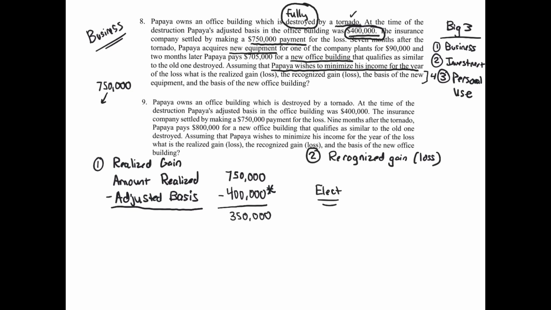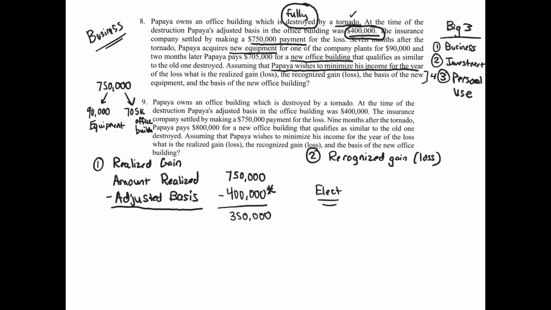So here, Papaya gets $750,000. Papaya uses that money and buys $90,000 worth of equipment and $705,000 of a new office building. Now, some of you are looking at this and saying, wait, I thought it's $750. That equals $795. It does equal $795,000.